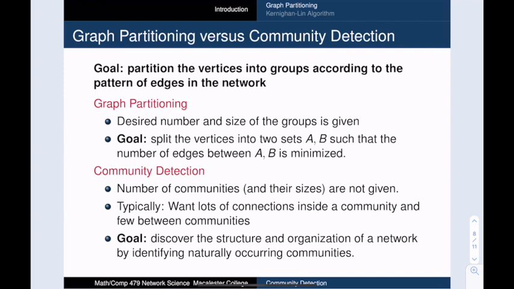Our general goal is to find a split so that the communities are relatively dense. They should have lots of internal edges. And we also want cuts between communities to be relatively sparse. There should be few such edges. With so many unknowns, community detection is quite difficult.